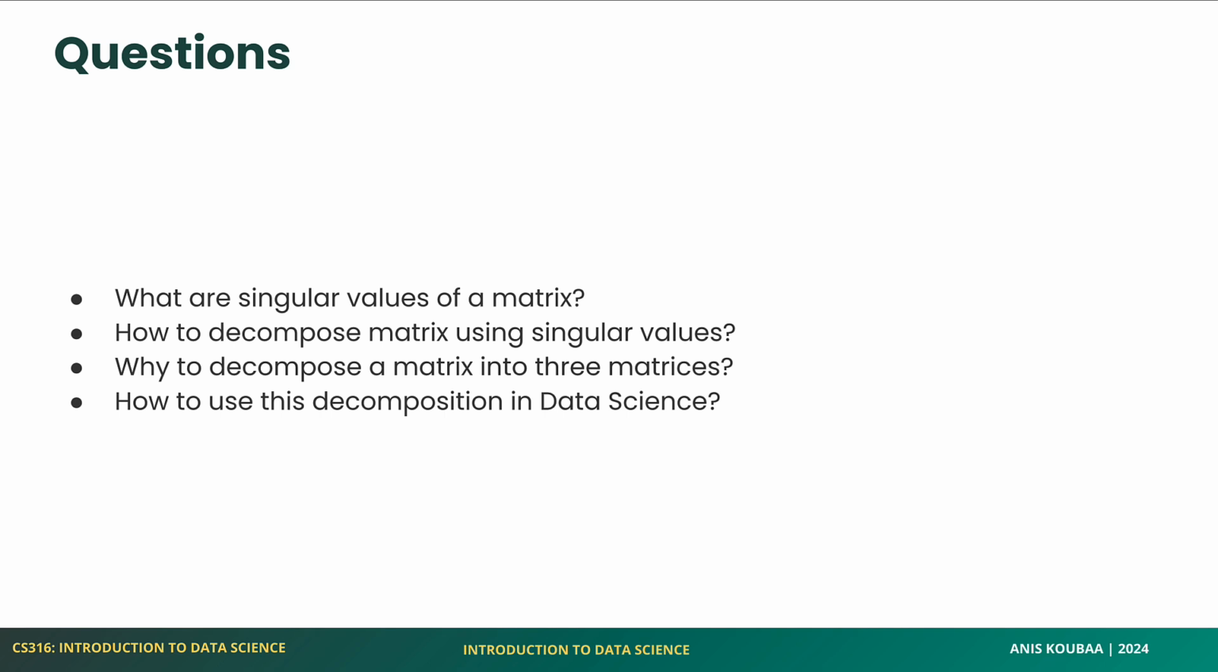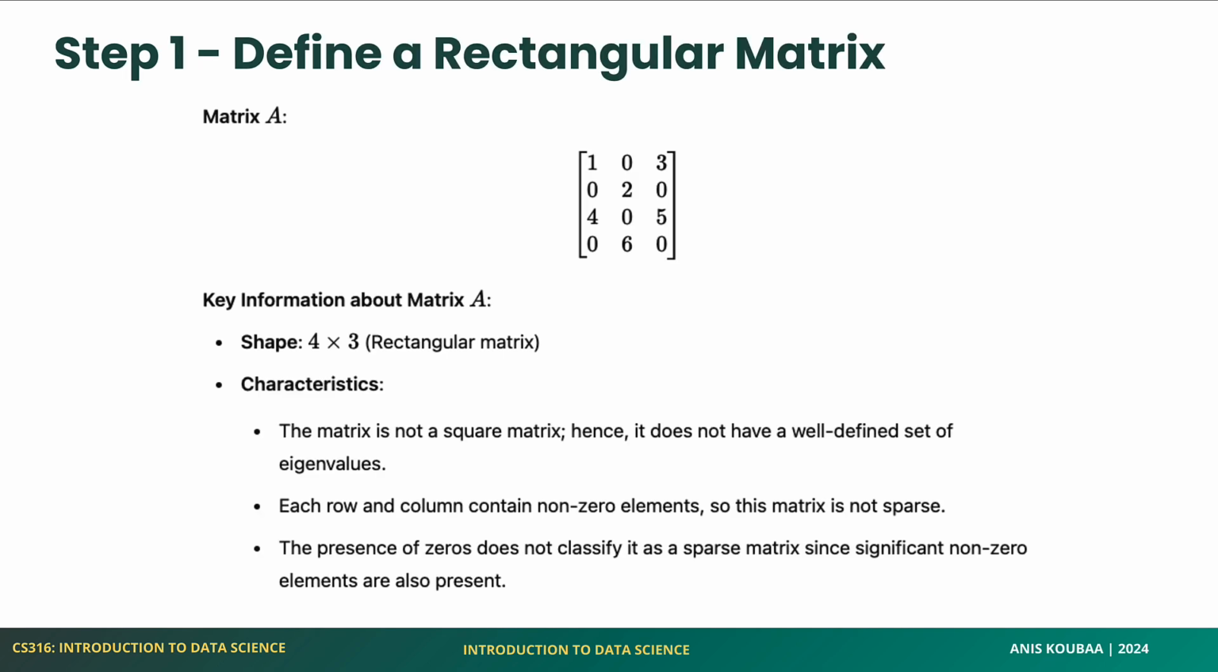Every matrix in linear algebra can be decomposed into three matrices, and the product of these three matrices is going to be exactly the same outcome as the matrix itself. And how to use this decomposition in data science. So this is what I will try to address. So consider a rectangular matrix, any kind of matrix. I took just a 4 by 3 matrix. It's rectangular, it's not square, so it doesn't have eigenvalues, as you know.